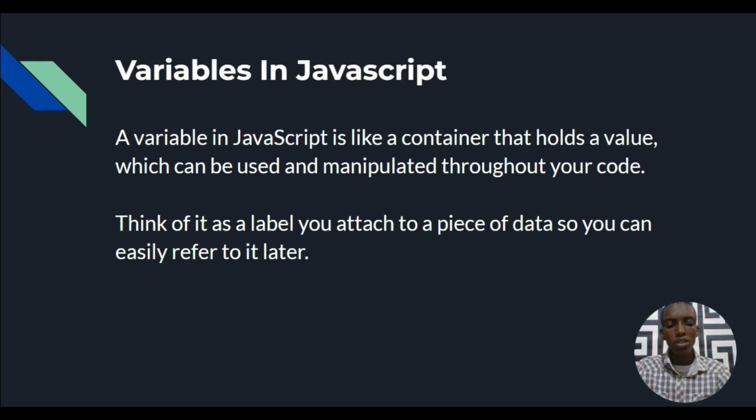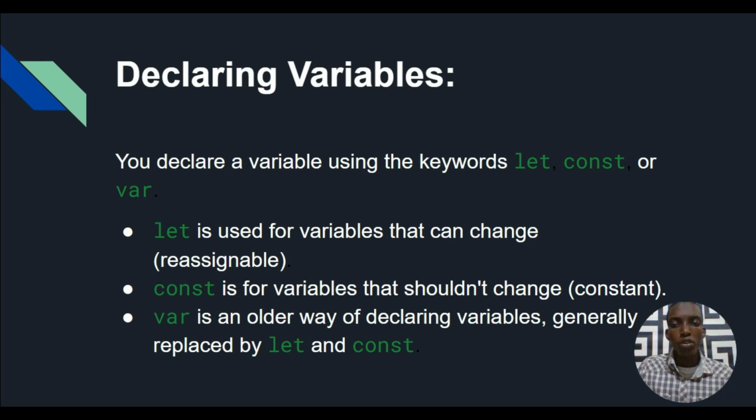Now let's see how we declare variables. To declare a variable, you use the let, const, or var keyword. Let is used for variables that can change, meaning they are reassignable. Const is for variables that shouldn't change. And var is another way of declaring variables, generally replaced by let and const, because let and const were introduced in 2015. So var is more like the ancient or older way people have been using in JavaScript.